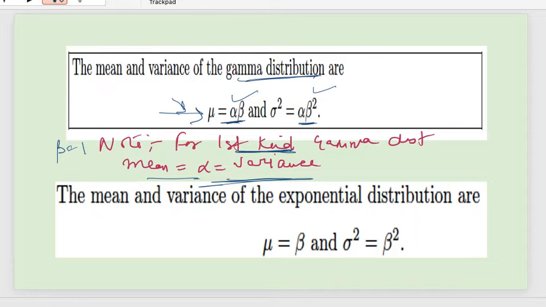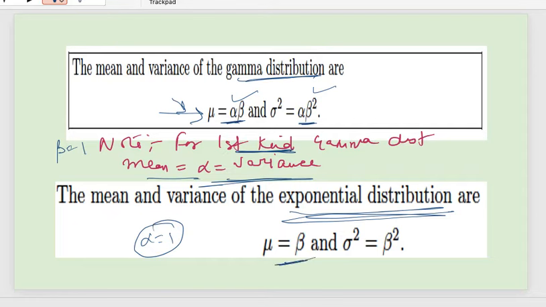And when we want to find the mean and variance for the exponential distribution, it is based on alpha equal to 1. So when alpha is 1, the mean becomes beta and the variance becomes beta square. So we have to remember it, because a lot of MCQ questions can be based on this result.